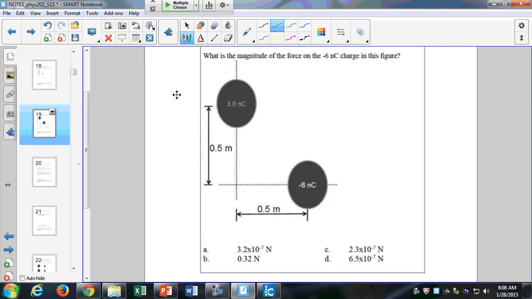What is the magnitude of the force on the 6 nanocoulomb charge in this figure? If you can't see that, this is a 3 nanocoulomb charge, and this is a -6 nanocoulomb charge. We'll know the magnitude of the force on that charge. You'll use Coulomb's Law to find this, but in the course of that, you'll also need to find the distance between the two on this equilateral right triangle.